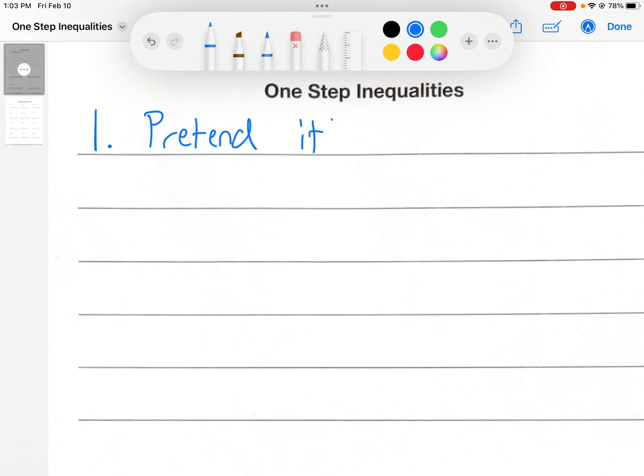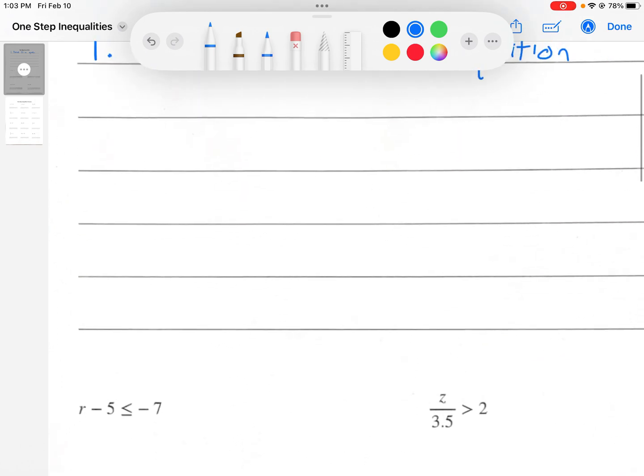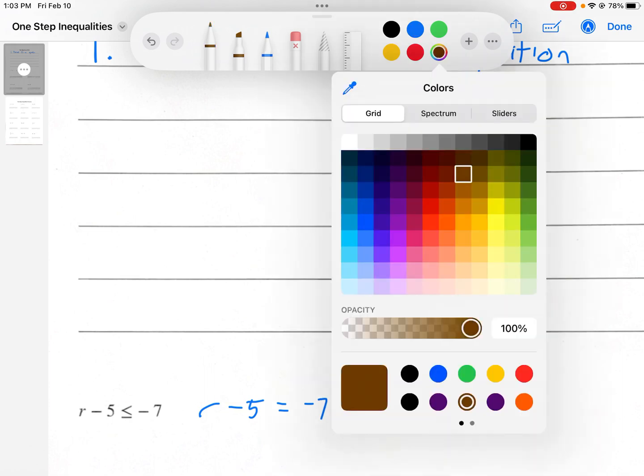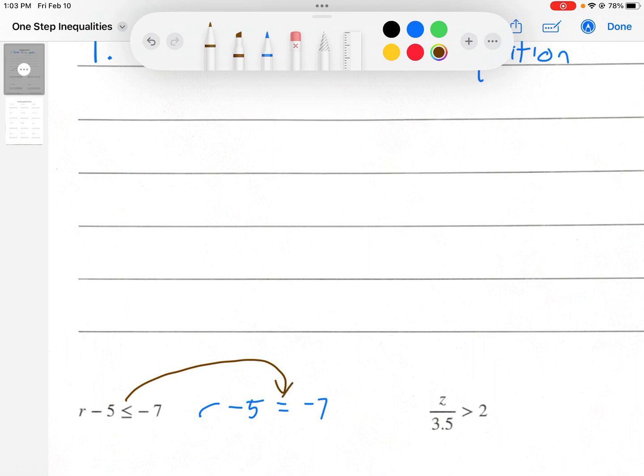First step, you just pretend it's an equation. So in the case of r minus 5 is less than or equal to negative 7, I'm going to start by changing that inequality sign to an equal sign. And in the examples I do, I would like for you to write this. I'll be checking for that tomorrow when I'm back. But when you start doing these, if you can do this stuff in your head, then that is completely fine. I'm good with that. But I'm just going to change the inequality to an equation. I'm going to pretend it's an equation.